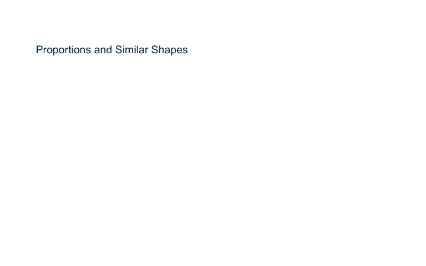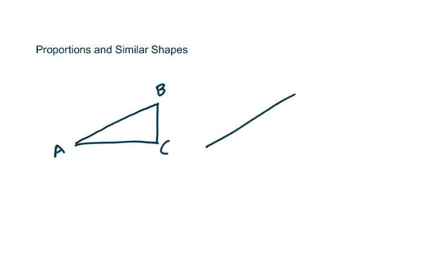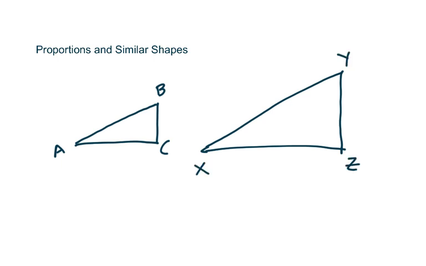One of the common areas where we use proportions is when we know all of the information about one shape, but we don't have enough information for a similar shape that is just a different size, but still the same exact shape. So if we think about this, we are going to have, for example, a triangle. We'll name this one ABC. And then we have another triangle, and this one we're going to name X, Y, Z.